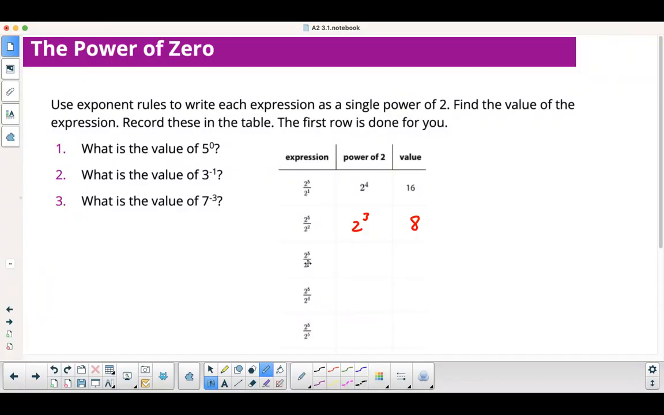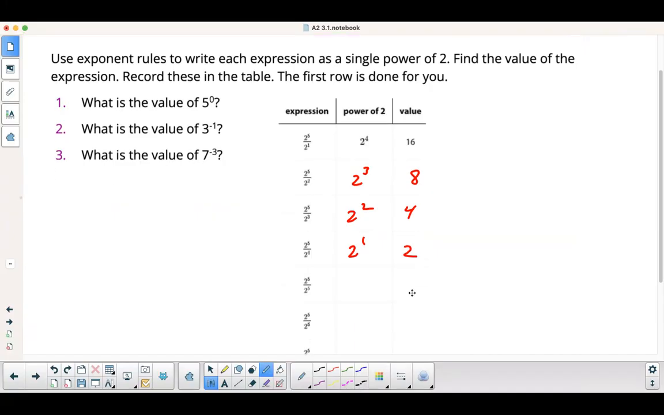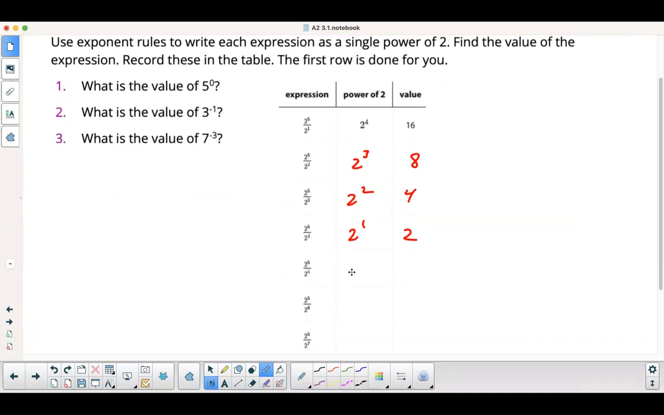This is a 2 to the 5th, 2 to the 3rd. So I subtract, I get 2 squared. That's 4. 2 to the 5th over 2 to the 4th. That's going to be 2 to the 1st, which is 2. 5 minus 5 is 0. That would be 1. 5 minus 6.